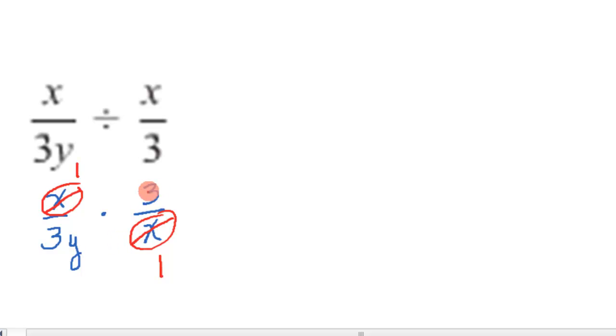And then here we have a 3 and a 3 times y. So we can divide by 3. So this will leave a 1 here and a 1y down here. Multiplying across, 1 times 1 is 1, and y times 1 is y. So the same rule applies even though we have variables.